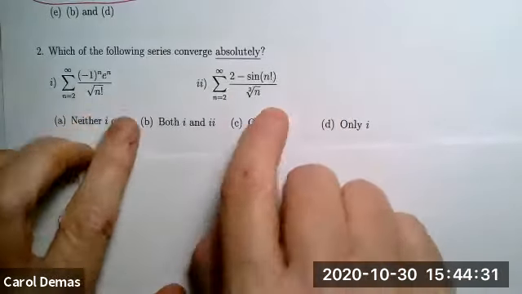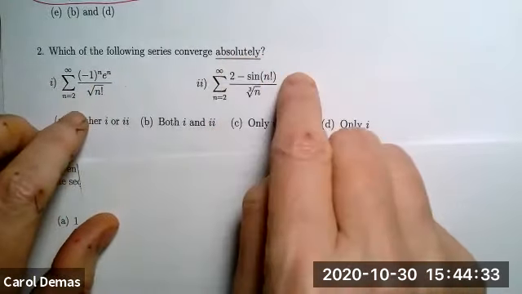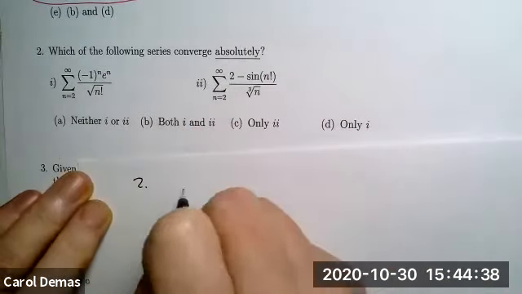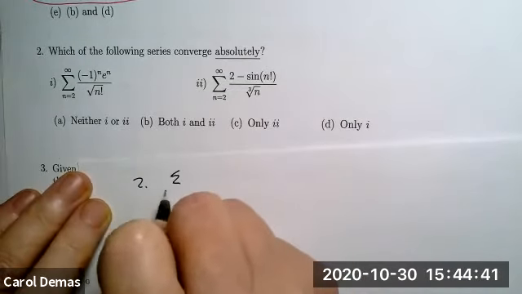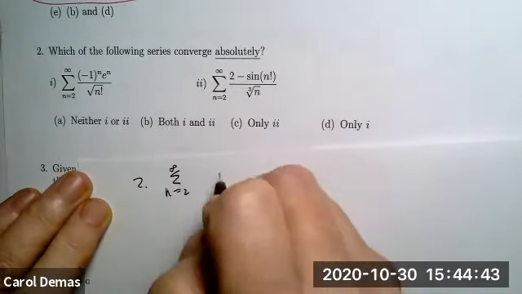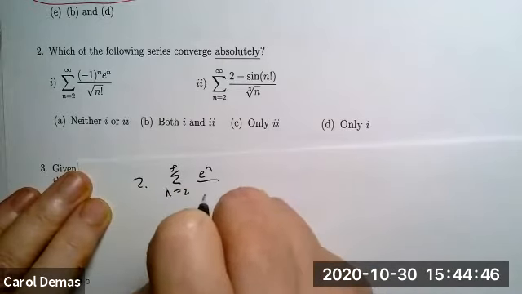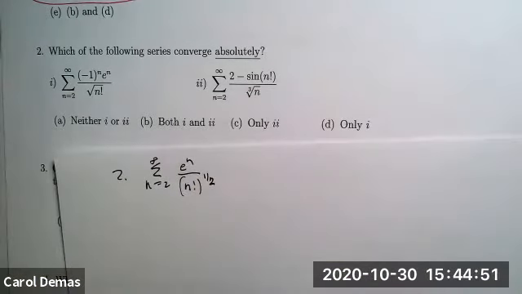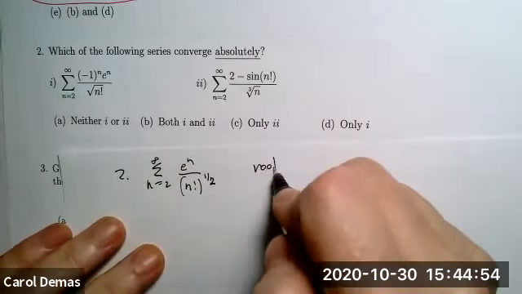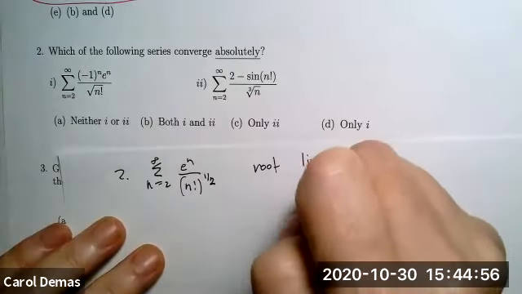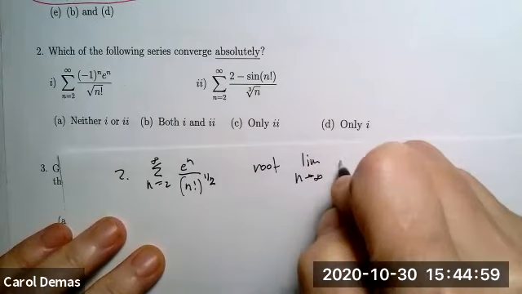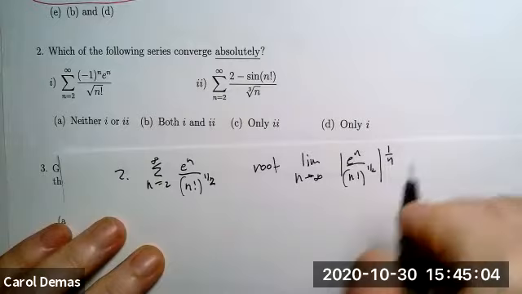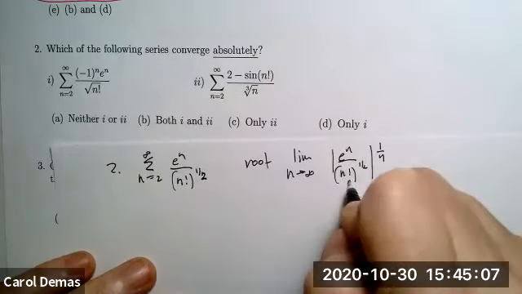Okay, first of all, if we want to know about absolute convergence, we're going to drop the alternator. So we're just going to examine the positive part, e to the n over n factorial to the 1/2. I'll do the root test for this because we have e to the n, and we'll have the limit as n goes to infinity of e to the n over n factorial to the 1/2, all to the 1 over n.